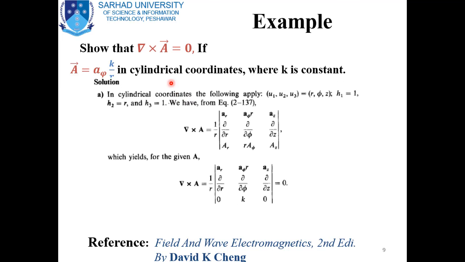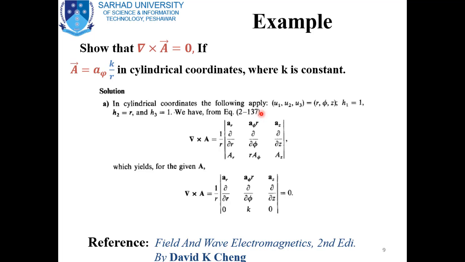In cylindrical coordinates the metric coefficient h1 becomes 1, h2 becomes r, and h3 is equal to 1. We have a generalized formula for the curl of a vector field in u1, u2 and u3, and since our problem is related to cylindrical coordinates, we will replace u1, u2, u3 with r, phi, z.